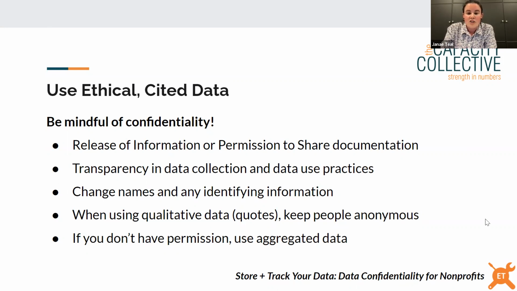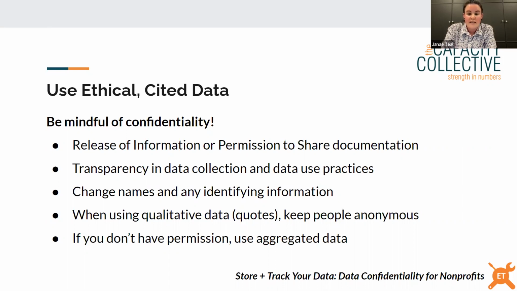Also be sure that you are changing names and any identifying information. So in the example I provided in the previous slide, it was identified as program participant age 27. So unless your program only has one 27-year-old, chances are that is not identifiable information. But you'll just want to be very mindful of making sure, if someone in the community reads this, knows they're from my organization, are they going to be identified? And so you'll always just be very mindful and careful with that.